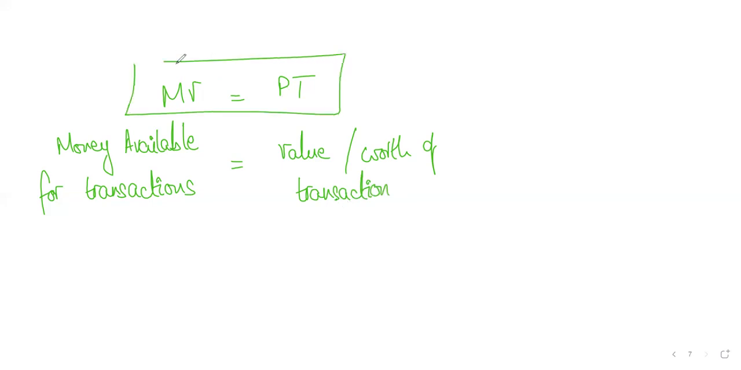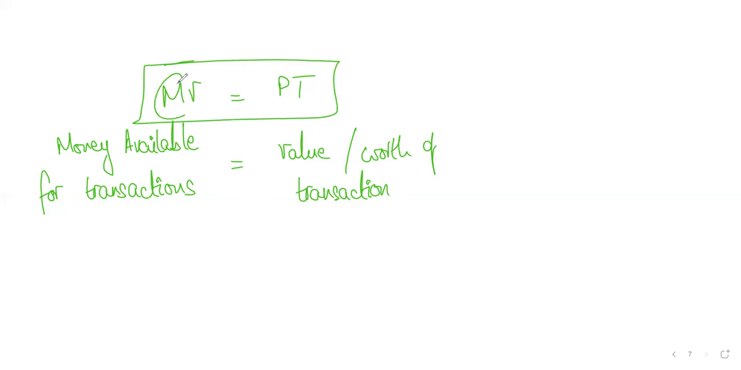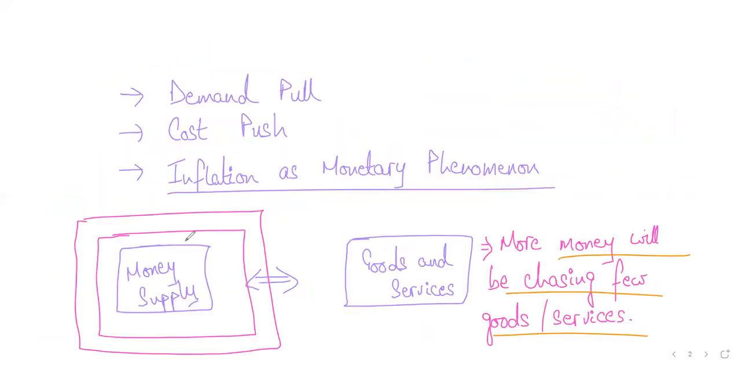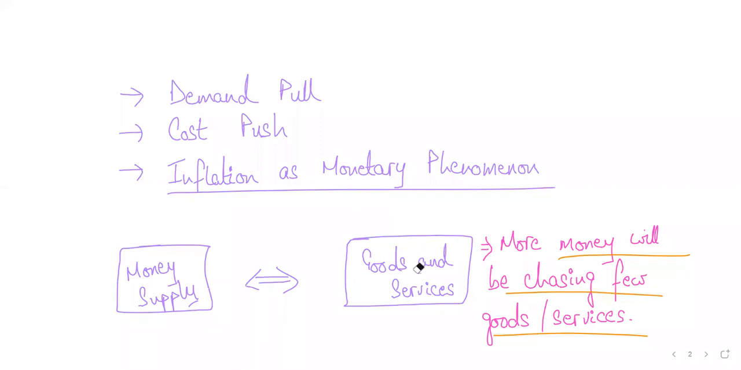Now, the left-hand side of the equation shows how much money is available in the economy to make the transactions, money available for transactions, right? How much currency is being printed and how many times that currency note exchanges hands, right? So that gives you the total money available that is used to buy goods and services. So this is exactly the same concept that I was telling you over here, that money supply is needed to buy goods and services.